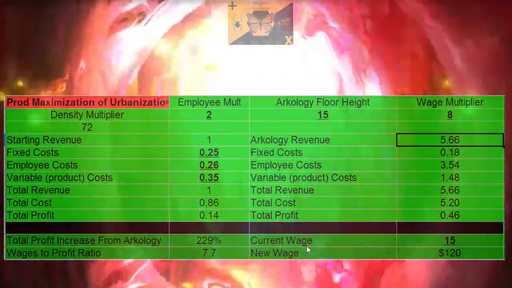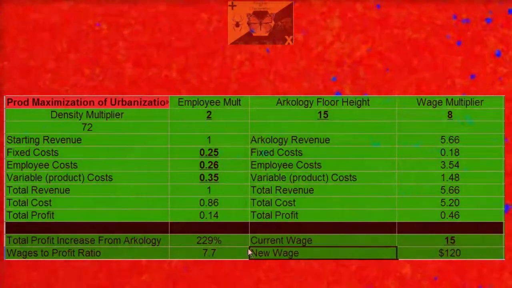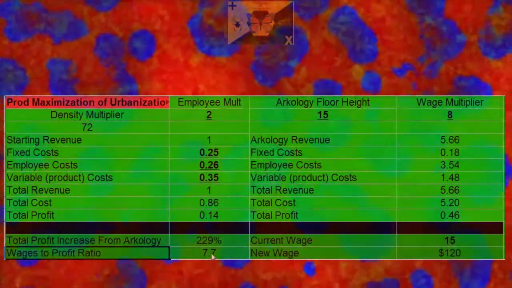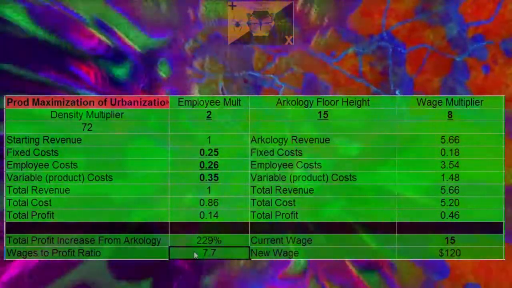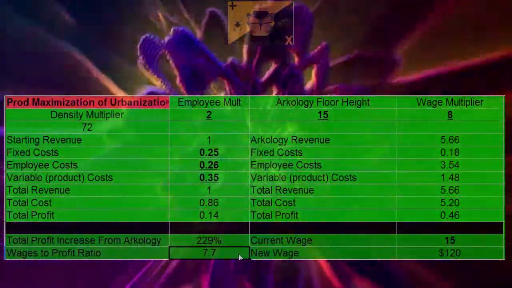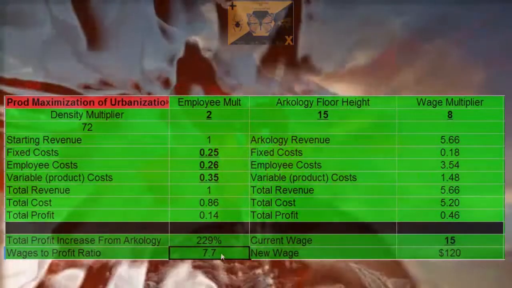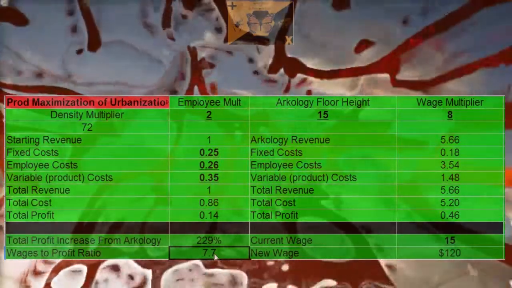So this mathematics shows... Oh, and then right here you have your wages to profit ratio. So what this says is for every dollar of profit the company earns, they are paying out $7.7 worth of wages.